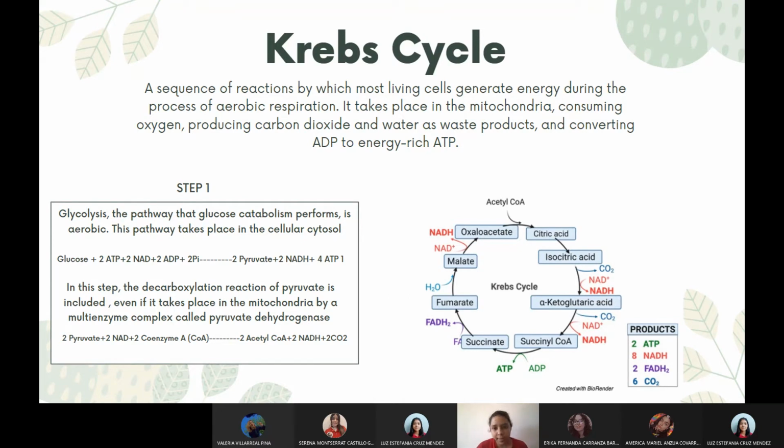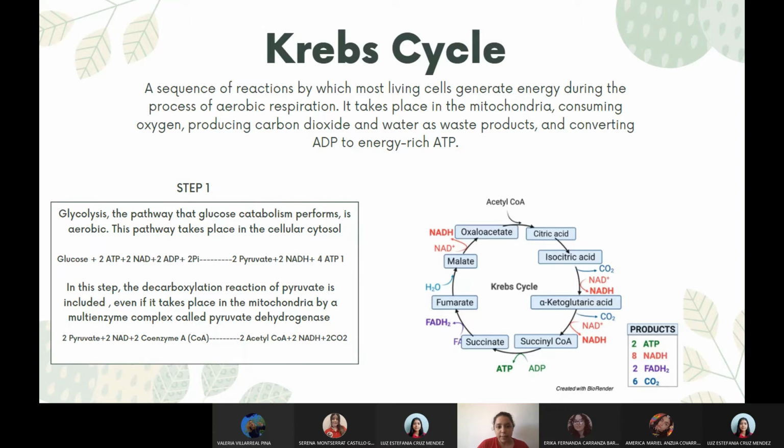Now we will explain the Krebs cycle, which is a sequence of reactions by which most living cells generate energy during the process of aerobic respiration. It takes place in the mitochondria, consuming oxygen, producing carbon dioxide and water as waste products, and converting ADP to energy-rich ATP. The first step is glycolysis, the pathway that glucose catabolism performs, and it is aerobic. This pathway takes place in the cellular cytosol. There we have the equation that represents this first step.